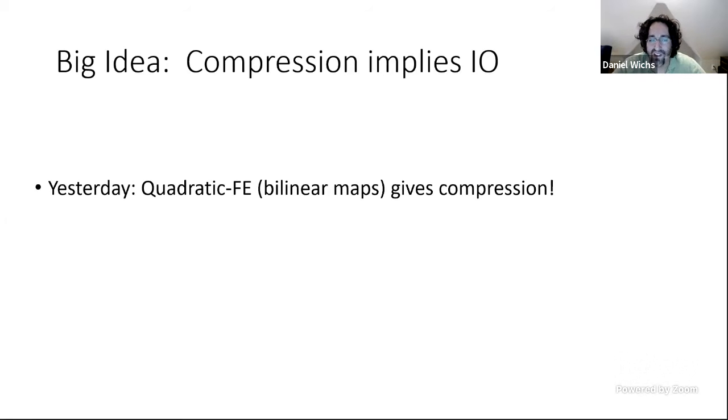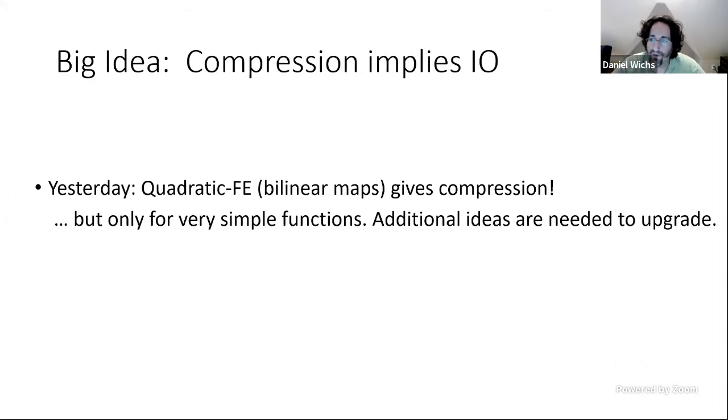You get compression under nice assumptions, but you only get it for extremely simple functions, quadratic functions. And then many additional ideas, like you saw in the talk yesterday, are needed to bootstrap from these extremely simple quadratic functions all the way up to functional encryption or IO or compression for general functions.